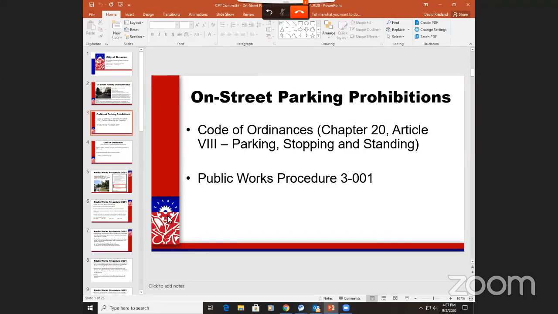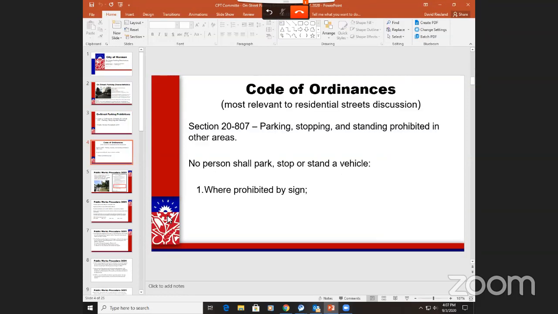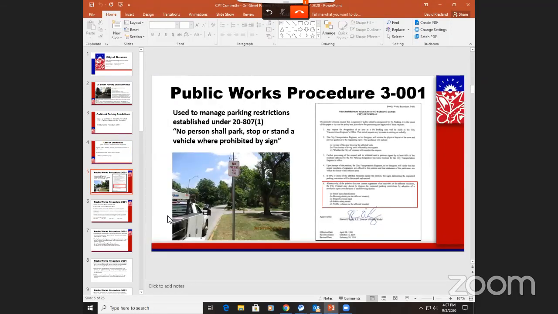There are 2 different areas where on-street parking prohibitions show up. The first is in Chapter 20 of the Code of Ordinances, and the other is in Public Works Procedure 3-001. We'll start off with the Code of Ordinances, and this is most relevant to the discussion on residential streets. Section 20-807 says parking, stopping, and standing prohibited in other areas. No person shall park, stop, or stand a vehicle where prohibited by a sign. That particular instance of a sign is what we're talking about, and that's where Public Works Procedure 3-001 comes into play. This is just a picture of that procedure on the right-hand part of the screen. That's a typical no parking sign that we show.